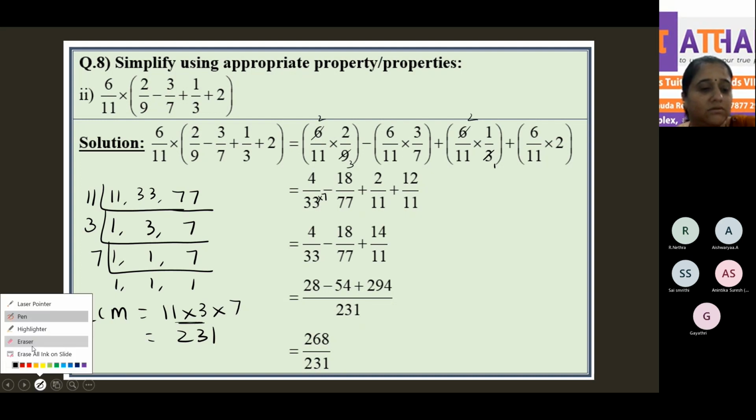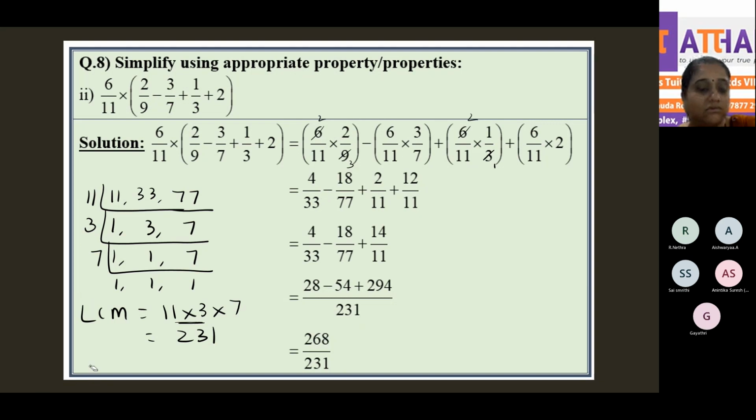1 minute. Yeah, I didn't notice this. I didn't notice this one.